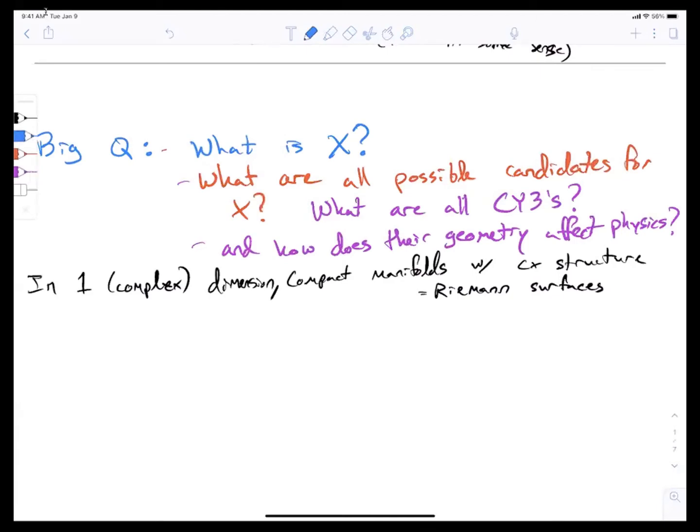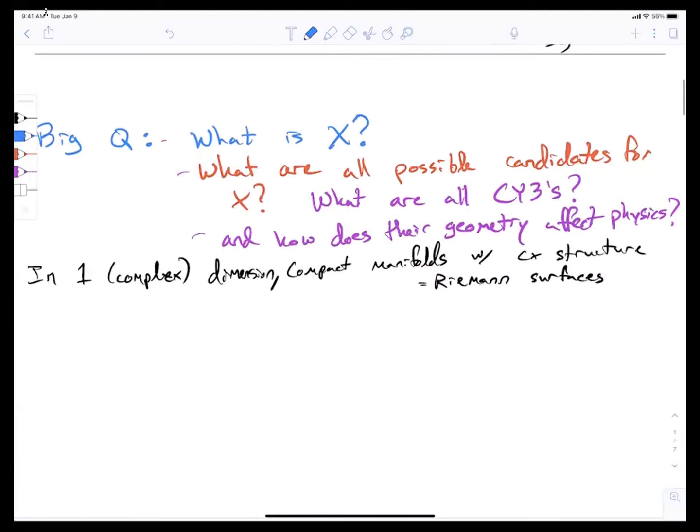So the best place to start is not with three-dimensional stuff, which is pretty hard to visualize. 3 complex dimensions is a 6-dimensional space. But let's start in 1 complex dimension, which means 2 real dimensions, and so look at surfaces. So what are surfaces which satisfy these properties of being flat in some sense, compact, etc., having a complex structure?